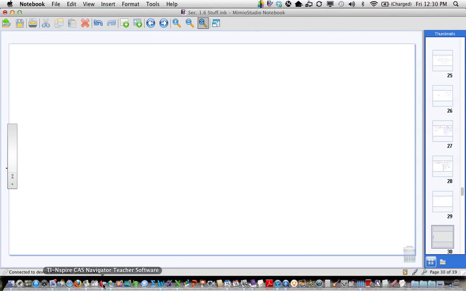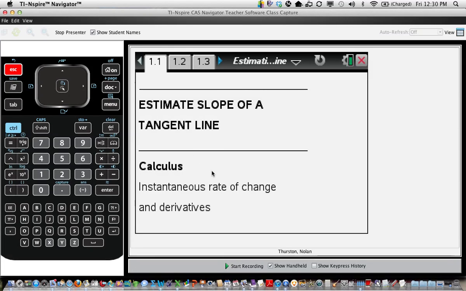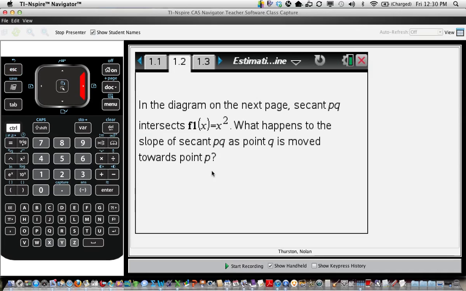All right, so let's run through this. Some of this that we do today is going to sound very familiar, stuff we've been talking about a lot. So let's go to the next page here, Nolan. Okay, we're going to draw a secant that intersects the graph of x squared. What happens to the slope as we move point Q towards point P? So we go to the next page.